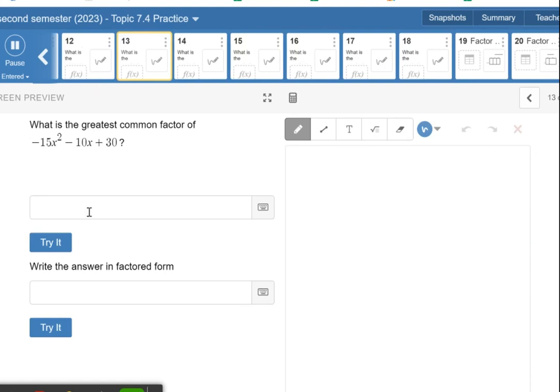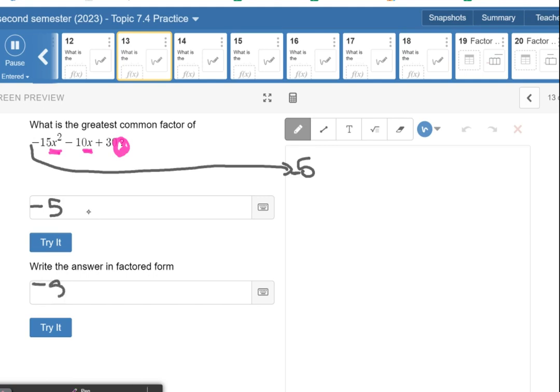Number 13, you're going to do the same, but you want to be mindful. When you type this in, the calculator is going to give you 5. However, our negative is our first term, so it's going to be negative 5. Now I want you to look at the x's. We have x squared and we have x. 30 does not have an x, so we are not allowed to take out an x. So our GCF is just going to be negative 5.